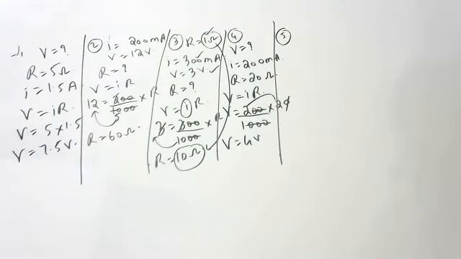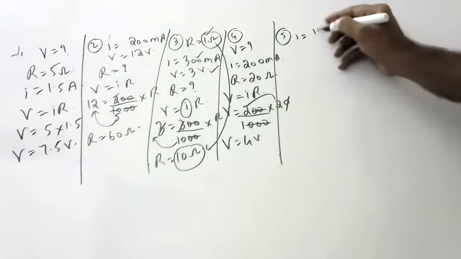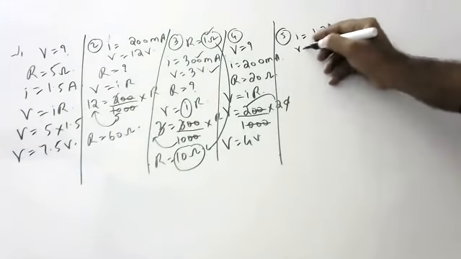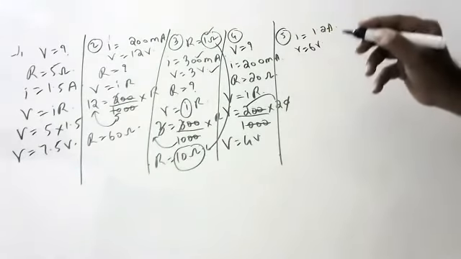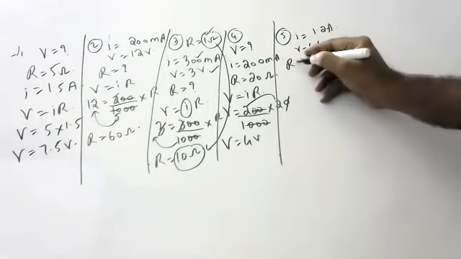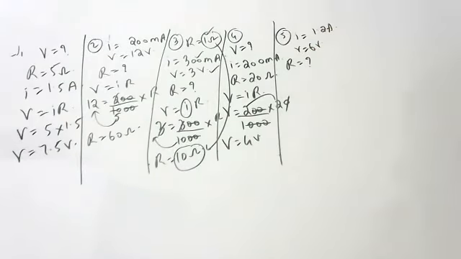An electric bulb draws 1.2 amperes of current from a 6 volt potential. Find the resistance. Satvika, can you tell how to do this?